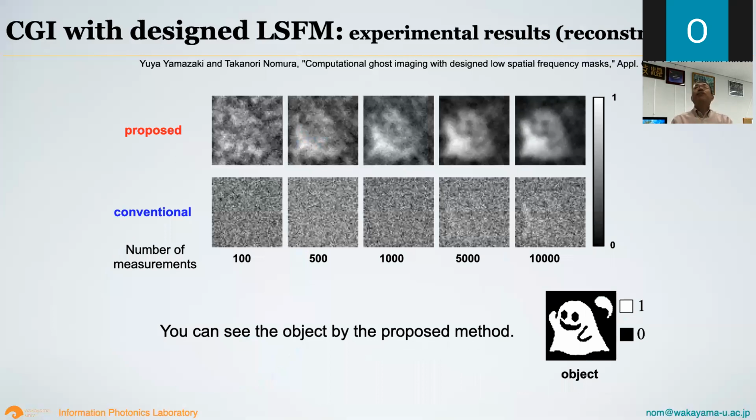This is an experimental result. With the proposed one, you can see some ghost cartoon over 5,000 measurements. 10,000 is enough to see the ghost. But with the conventional method, it is very difficult to see the ghost cartoon. Barely you can see the ghost's right hand here, but it's not good. So you can see the object by the proposed method. This confirms the feasibility of the proposed method.